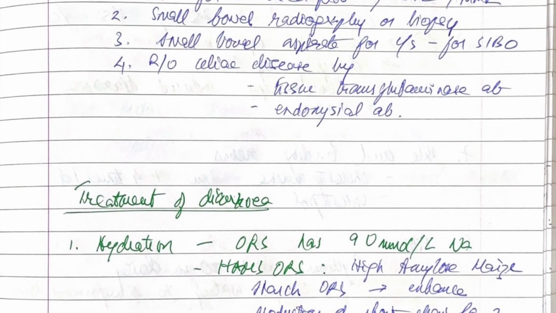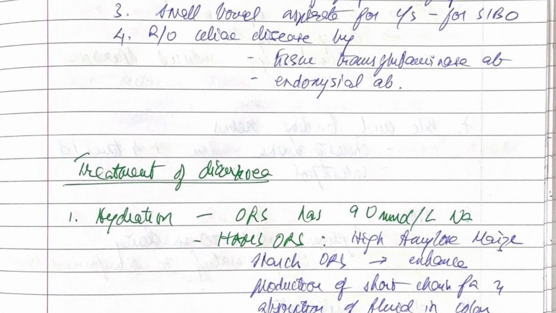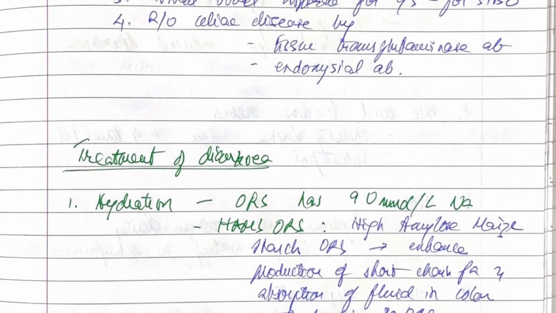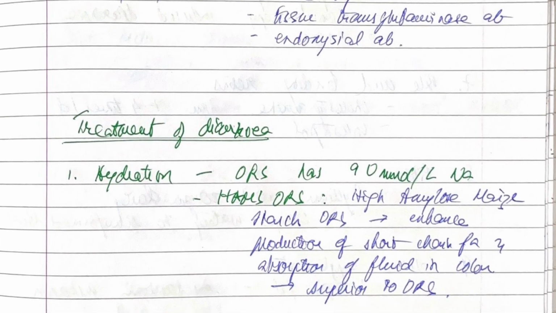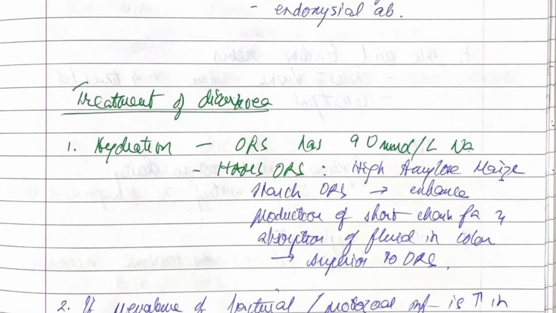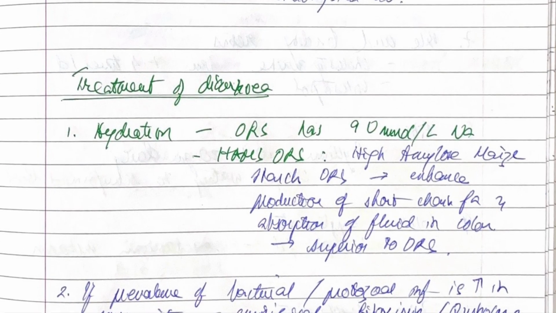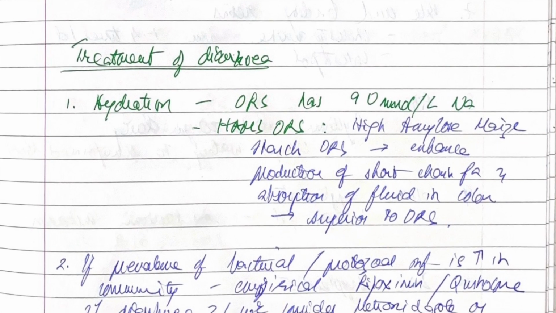The treatment of diarrhea. First and foremost is hydration. ORS has 90 millimoles per liter of sodium. Ham's ORS is high amylose maize starch ORS. This enhances the production of short-chain fatty acids and increases absorption of fluid in the colon. This is supposed to be superior to ORS.